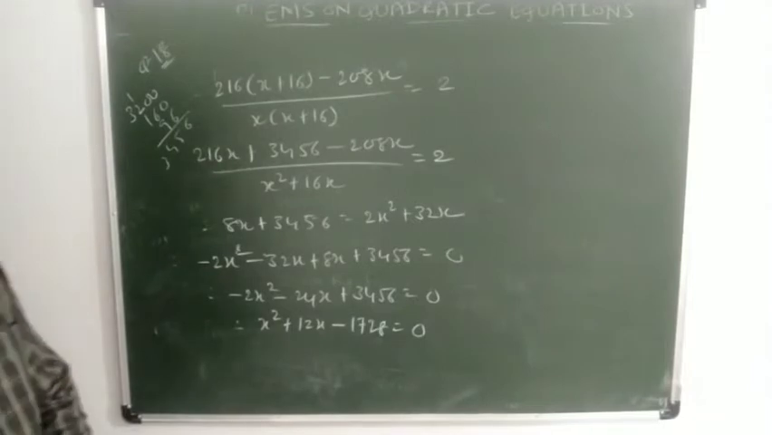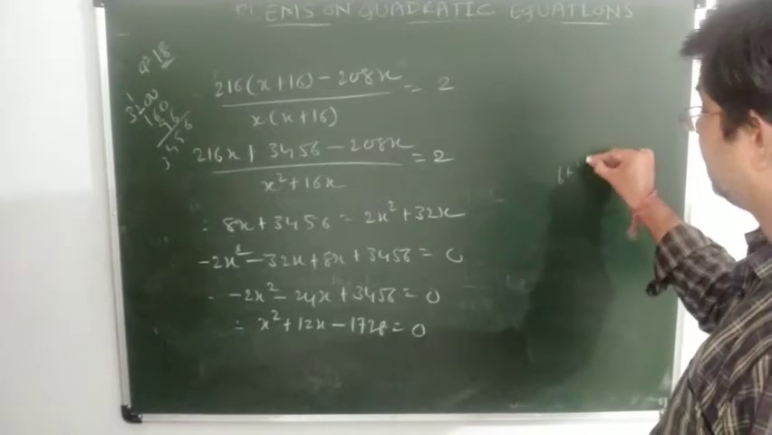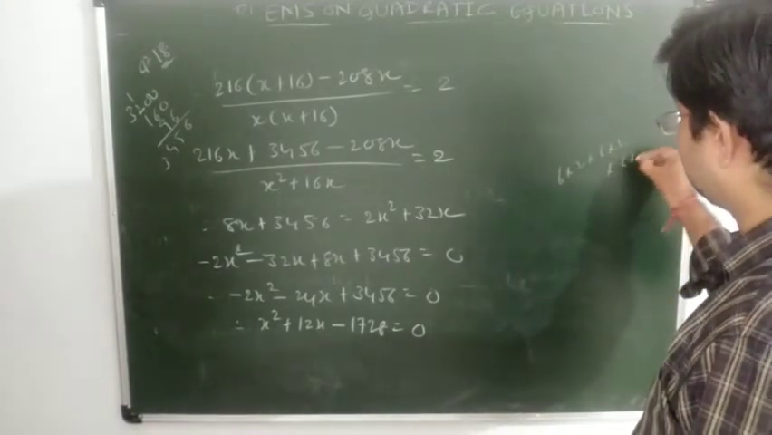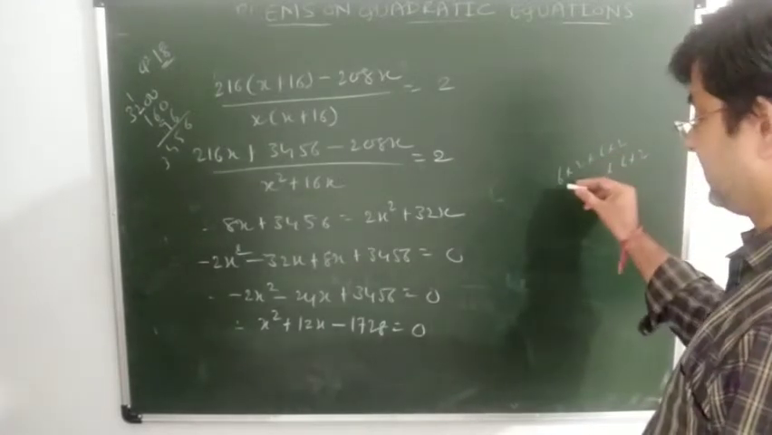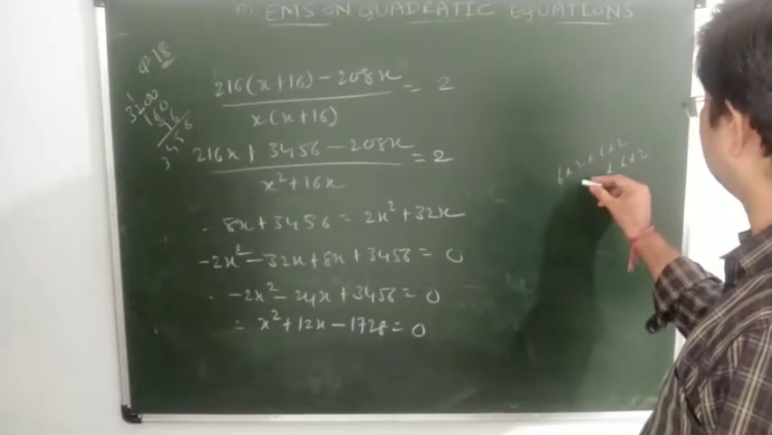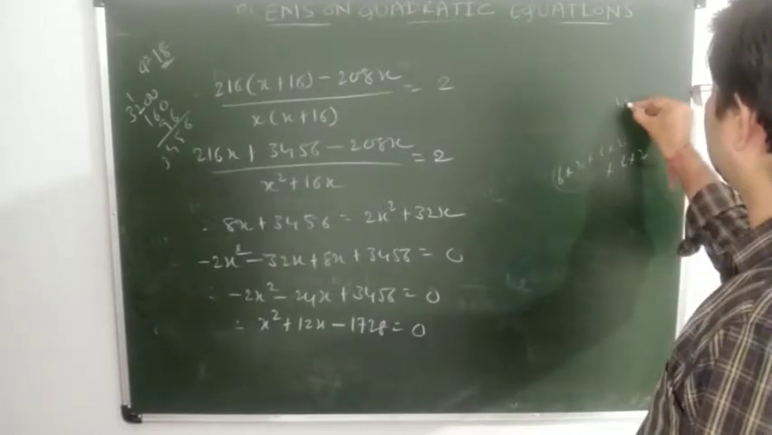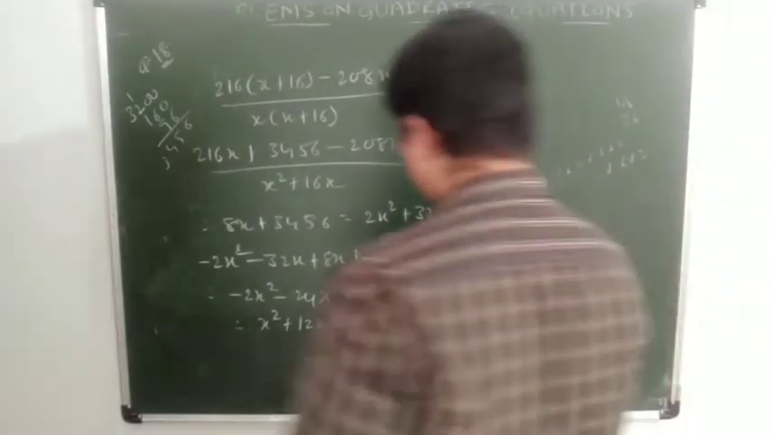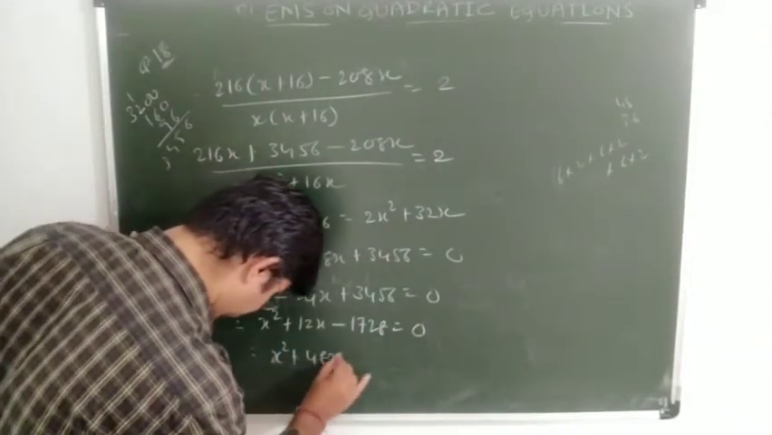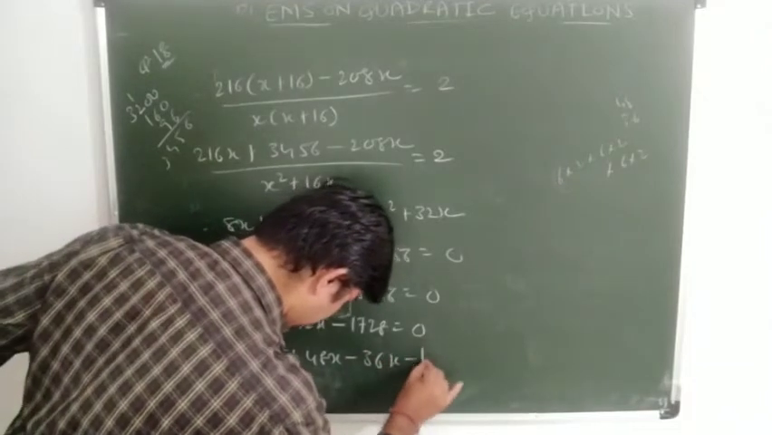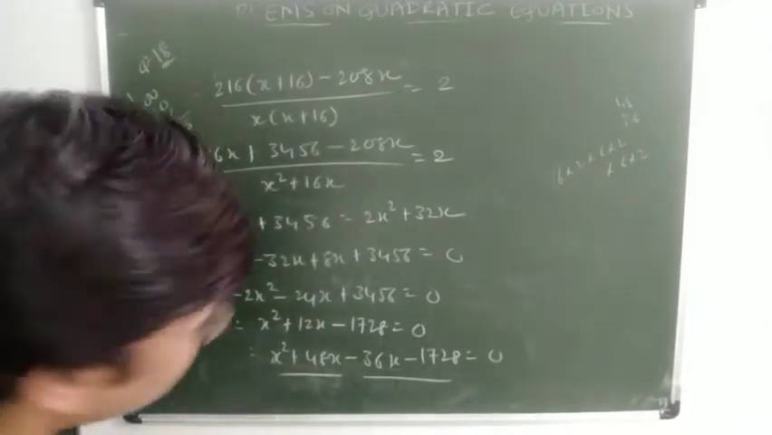Now 1728 is the cube of 12, we know very well. We want the difference to be 12. So 6 6 are 36, 48, 36. Yes or no? So we have two factors, 48 and 36. So x square plus 48x minus 36x minus 1728 is equal to 0.